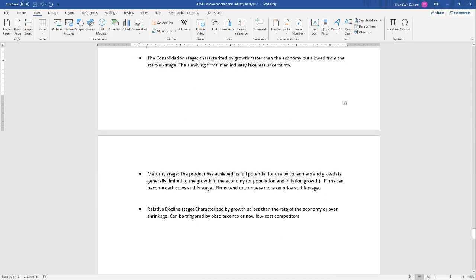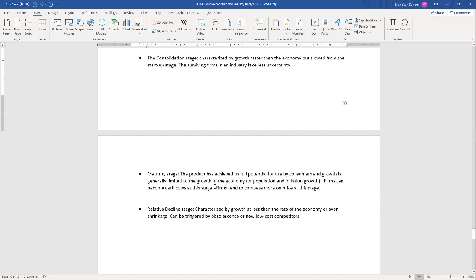The maturity stage, the product has achieved its full potential for use by consumers and growth is generally limited to the growth in the economy. So this is where firms become mature. Firms can become cash cows at this stage. So some examples of cash cows would be Apple, Microsoft, maybe Coca-Cola, certainly Altria, they make tobacco products.